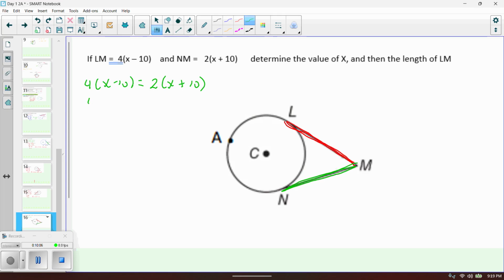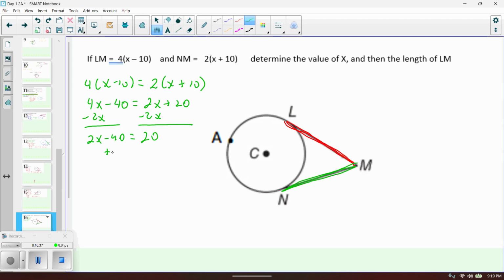So that'll be 4x minus 40 equals 2x plus 20. Okay, so I'm going to take away 2x on both sides, which will leave me with 2x minus 40 equals, the 2x's on the right will go away, equals 20.